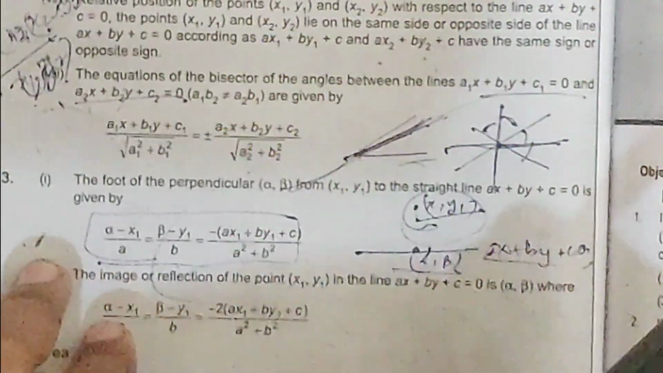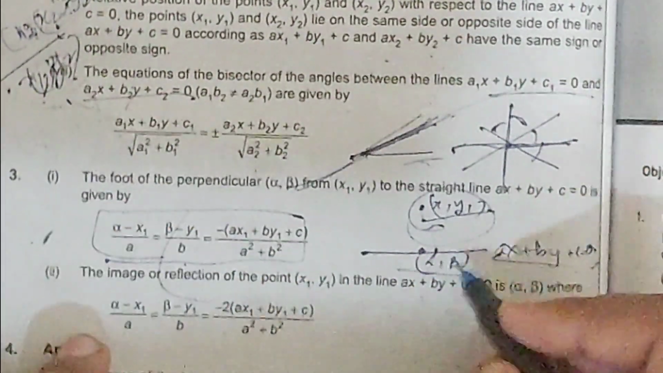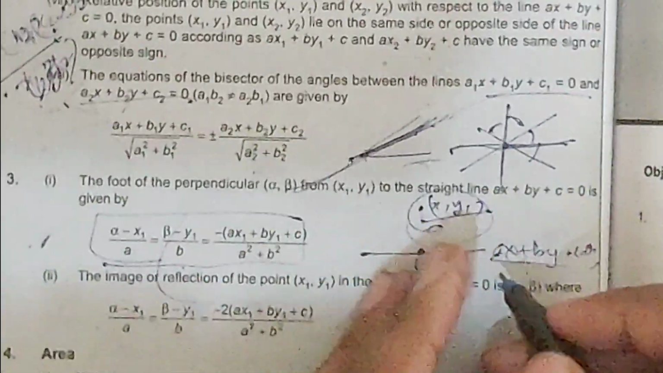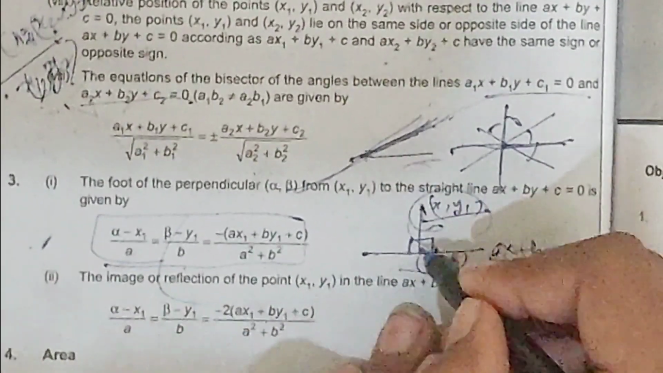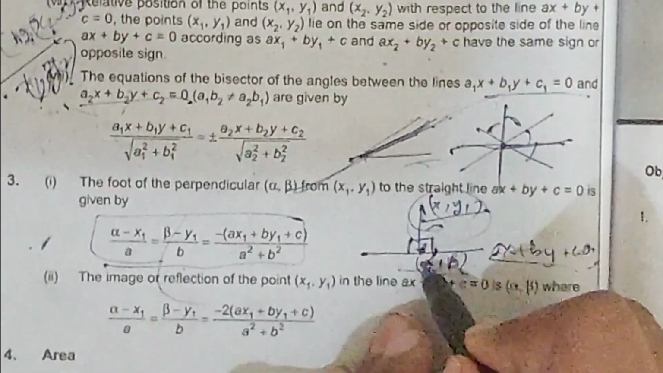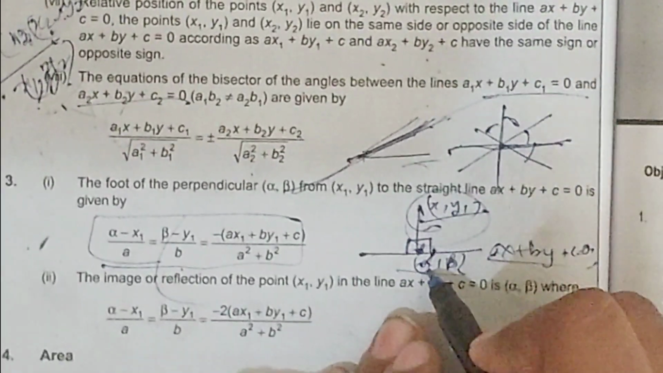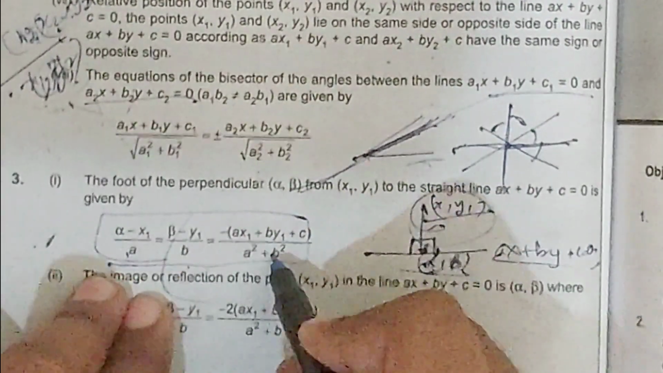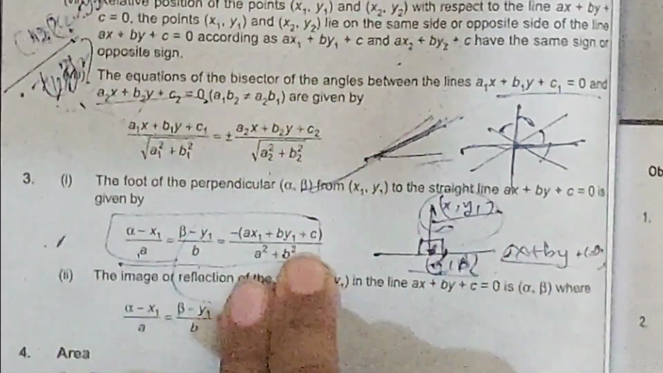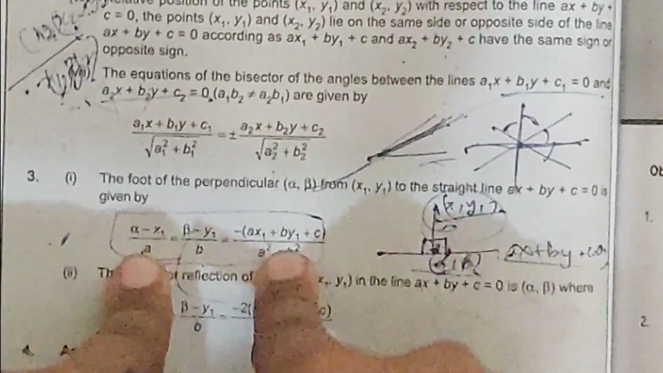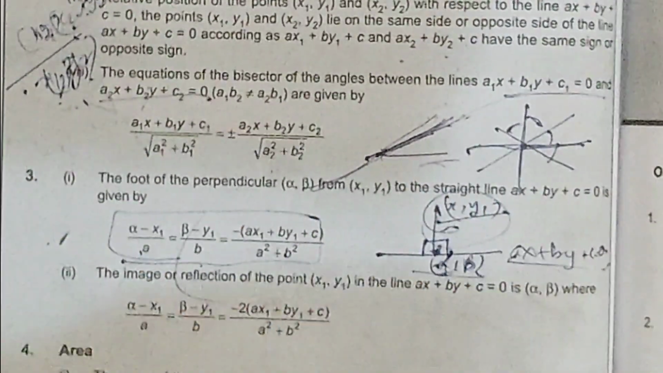Basically, the foot of the perpendicular is alpha and beta. This is the foot of the perpendicular, because the perpendicular is lying here. To find this foot of the perpendicular, you have to find alpha and beta. You will get alpha and beta after equating these two equations. That's what I'm saying. I hope you get it.